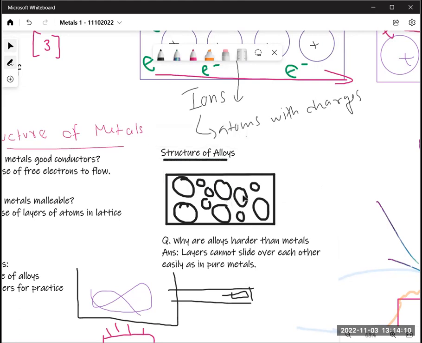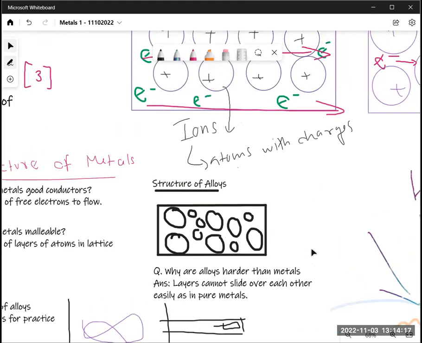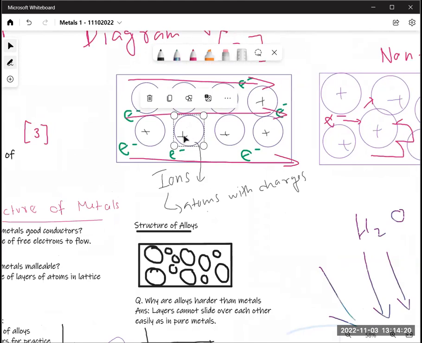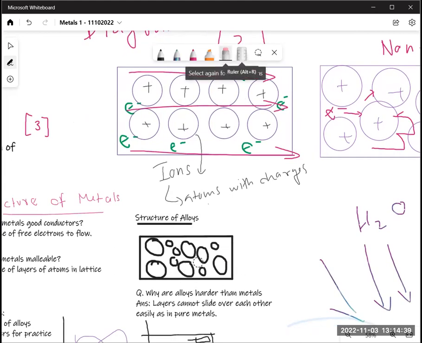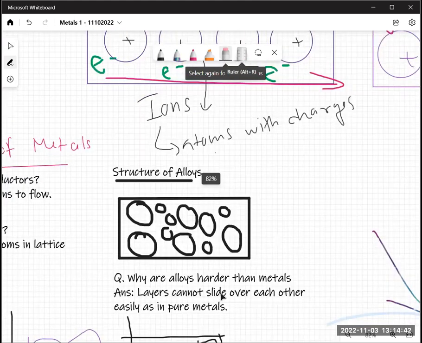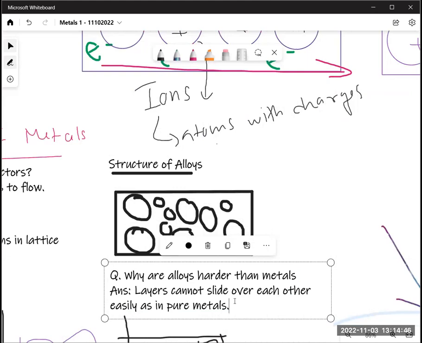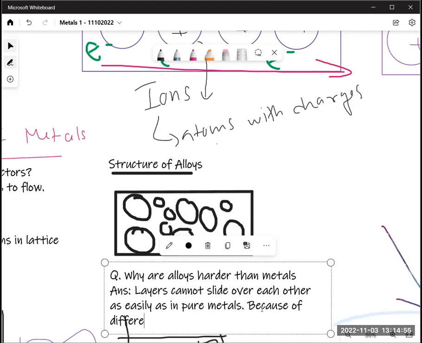Now, one thing, Neha, can you see this on the board? Yeah. Now, if you compare this, let's look at this. Finish writing quickly as well. If you look at the first one, the metal, you'll realize they have a lattice. They have an ordered structure. Can I slide them like this? I can slide them, right? But for the alloy, look, can they slide? No, because they're not in a proper lattice structure. They have different sizes of atoms, right? So exactly, layers cannot slide over each other as easily as in pure metals because of different sizes of atoms. That's it, and we're done.